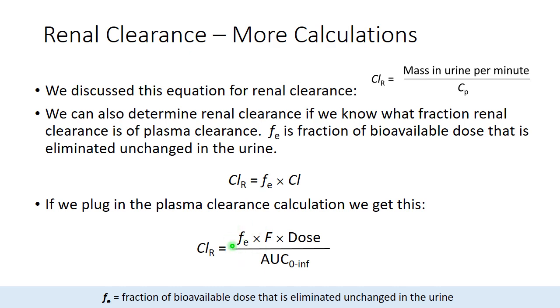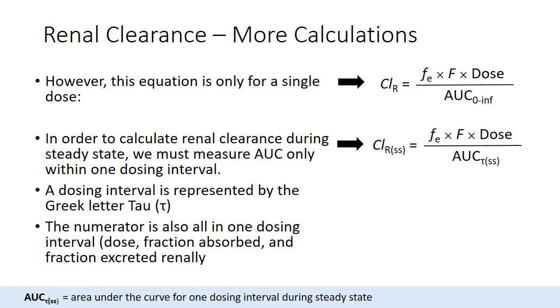If it's 1, then it's 100% renal clearance. If it's less than that, then it's less than 100%, and that means some of that plasma clearance is not renal. So fractional excretion is basically what this is talking about. What fraction of drug excreted is by the kidney? So this is another way to get renal clearance. That equation is for a single dose.